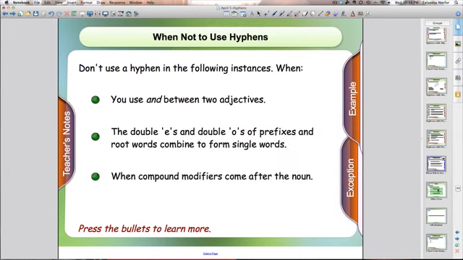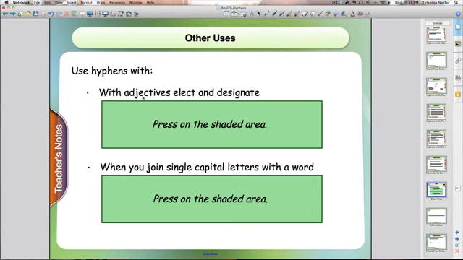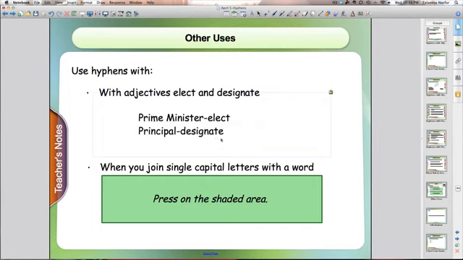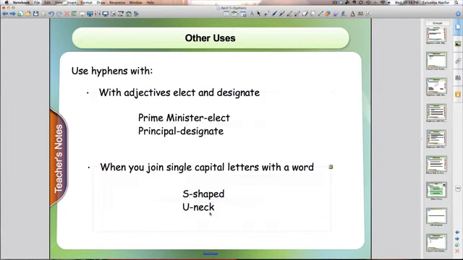Again, let's look at some other uses. We'll use hyphens with adjectives elect and designate. So, prime minister-elect, principal-designate. So again, when we use elect or designate, we use hyphens with it. We use hyphens when you join single capital letters with a word. So for instance, F-shaped and U-neck. Okay, again, pause the video as you take these notes and let's get ready to take the questions with our smart response or with our pad and paper.